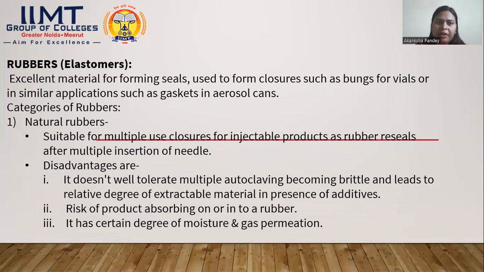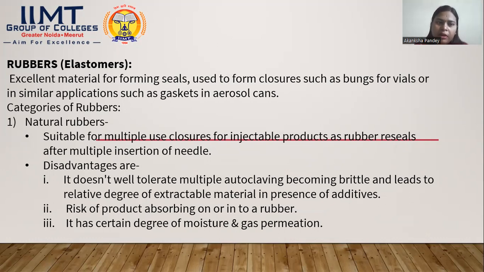Rubber is an excellent material for forming seals, used for closures or stoppers for vials. I'm going to elaborate in a very brief way. We can use rubbers for sealing kinds of packaging. If we want the product not to leak out and the product is a liquid preparation, we use it as a seal. Have you ever seen vials? Vials are closed by this. So rubbers are used for seal preparation.